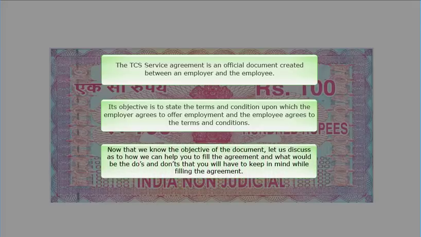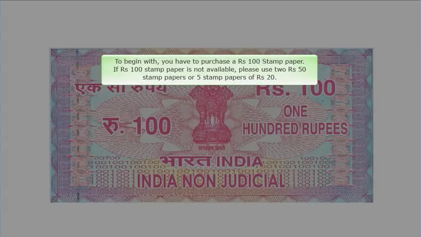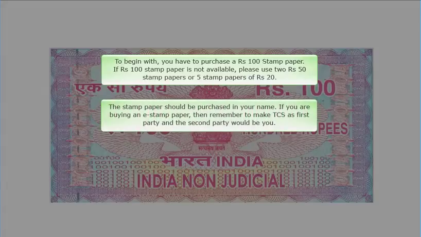Now that we know the objective of the document, let us discuss how we can help you to fill the agreement and what would be the do's and don'ts that you will have to keep in mind while filling the agreement. To begin with, you have to purchase a Rs 100 stamp paper. If Rs 100 stamp paper is not available, please use 2 Rs 50 stamp papers or 5 stamp papers of Rs 20. The stamp paper should be purchased in your name.